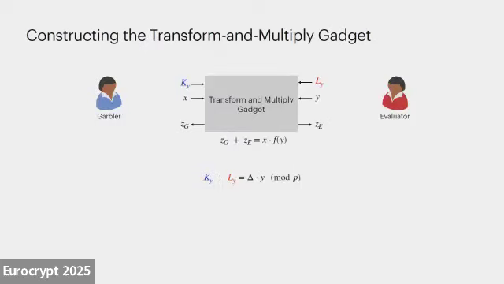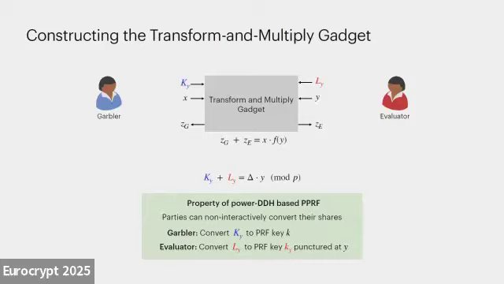Okay, in the time that I have left, let me go over how we construct the transform and multiply gadget. This is the transform and multiply gadget, I've just rewritten the primitive. Now I'm going to assume I have a punctured PRF, which again we construct using the PAR-DDH-based PRF, where the garbler can use its share KY to locally, non-interactively go from KY to a PRF key K. And the evaluator can use its share to compute a punctured key, K sub Y, which allows evaluating the PRF on all inputs except at Y. That's why it's punctured: it doesn't allow evaluating at Y. So let's assume we have this.